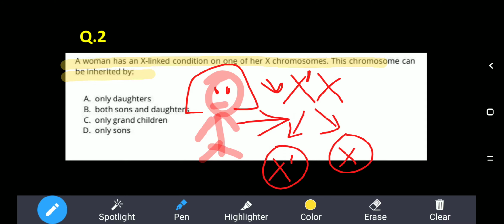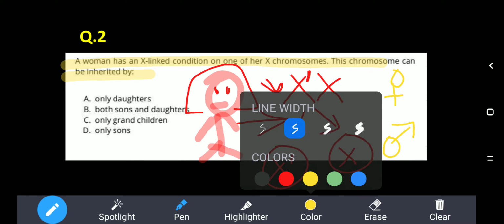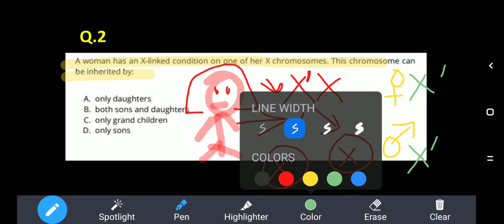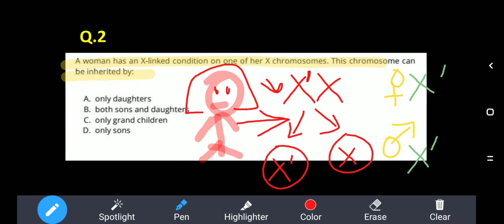Now this lady is going to produce either a daughter or a son. We cannot be very sure; it's like flipping a coin, a probability. This X dash can go with the girl and this X dash can also go with the boy. It's a 50-50 chance. And if it's a girl, the X chromosome is going to come from the father side, and the Y chromosome is again going to come from the father side.